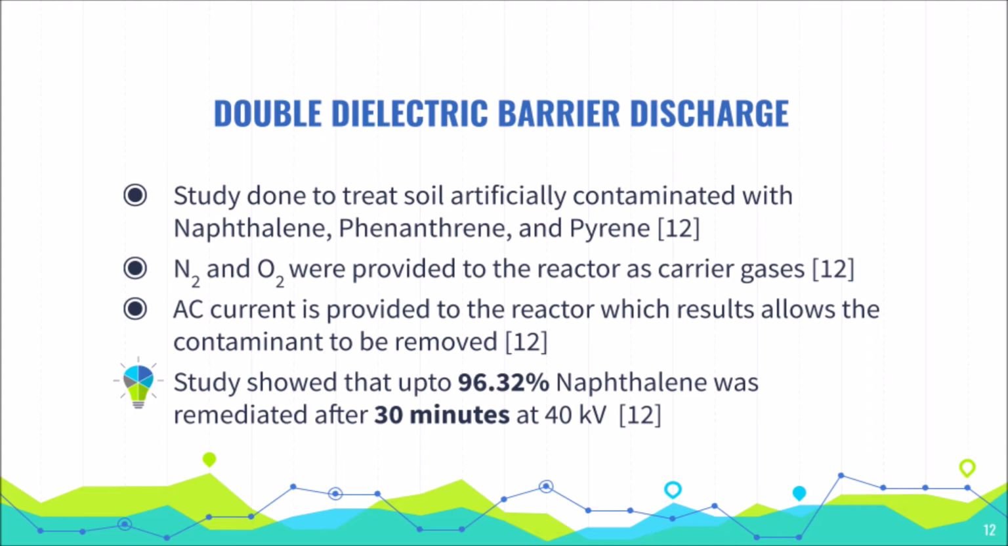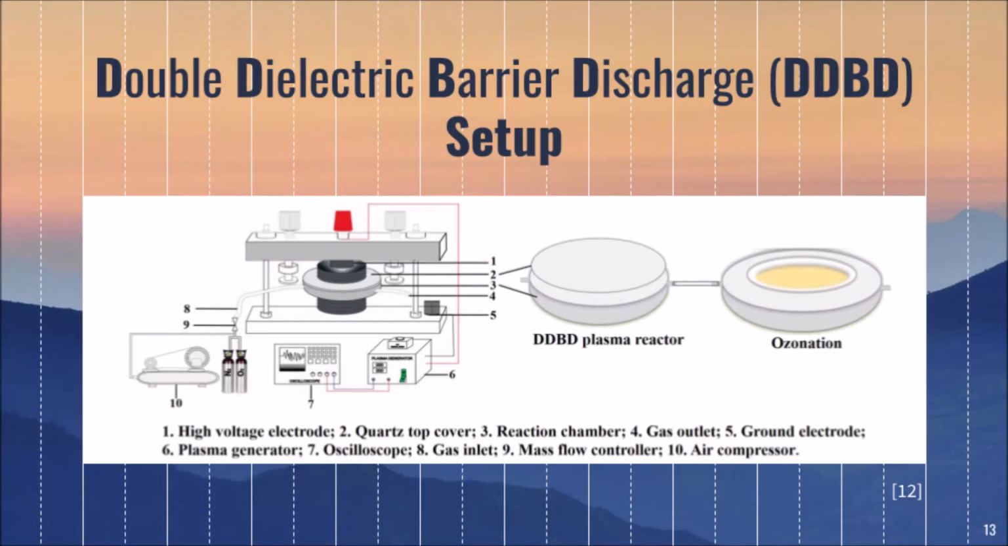This technology involves passing AC current through a reactor along with carrier gases such as oxygen and nitrogen to extract the contaminant. In this study, the reactor was able to extract roughly 97% of naphthalene after 30 minutes in the reactor at 40 kilovolts. This figure illustrates the general setup of a DDBD reactor used in the study.